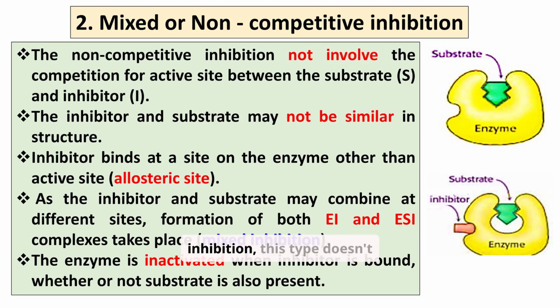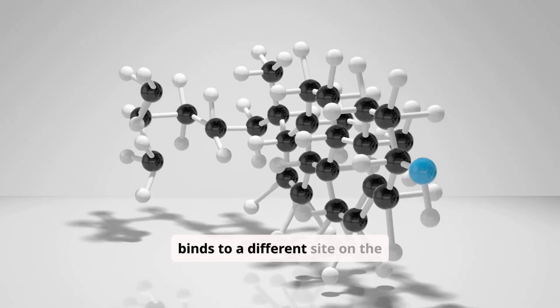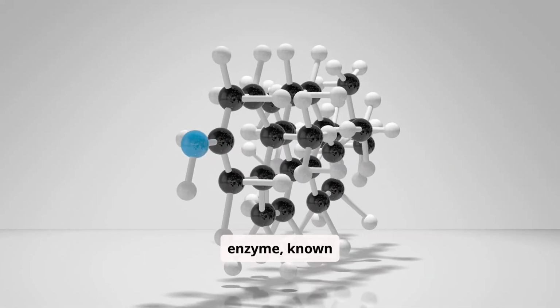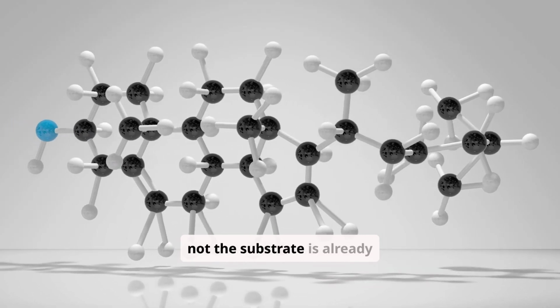Unlike competitive inhibition, this type doesn't involve direct competition for the active site. The inhibitor binds to a different site on the enzyme, known as an allosteric site, and can bind whether or not the substrate is already bound.